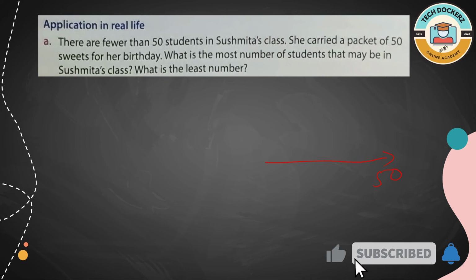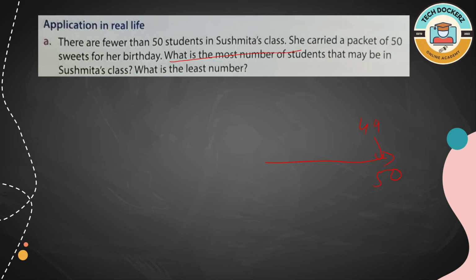Draw a number line here. We have a condition here. There are fewer than 50 students. So any value less than 50 is our most number of students in the class. So what is the most number of students? The most number of students in Shushmita's class is 49.